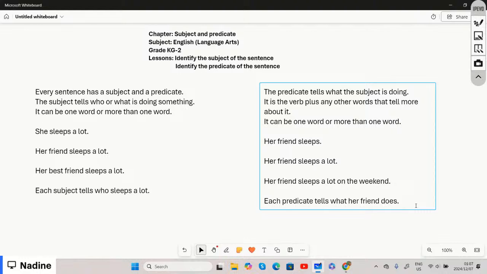All right, so when it comes to subjects and predicates, every sentence has a subject and it has a predicate. It's like saying every sentence has a person or thing that they are talking about, as well as the action that they are doing.